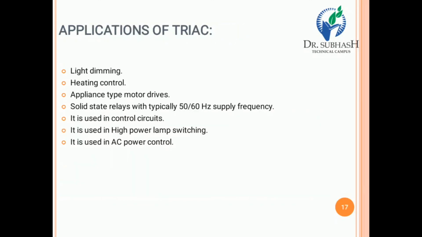Now the applications of the triac. It can be utilized in light dimming. It can also be utilized in heating control. Triacs can also be utilized in motor drives. It is also used in solid state relays with typically 50 to 60 Hz supply frequency. It is used in control circuits. It is used in high power lamp switching. It is used in AC power control circuits, right, dear students? So those are the basic applications of triacs.